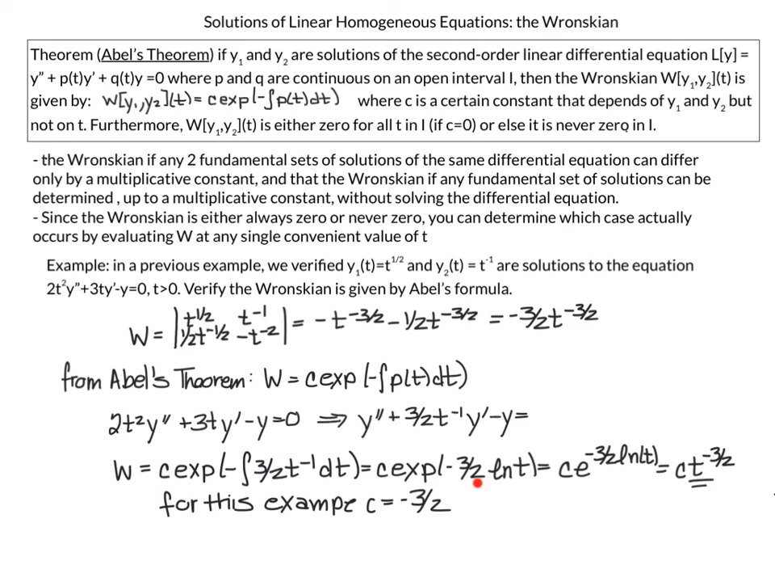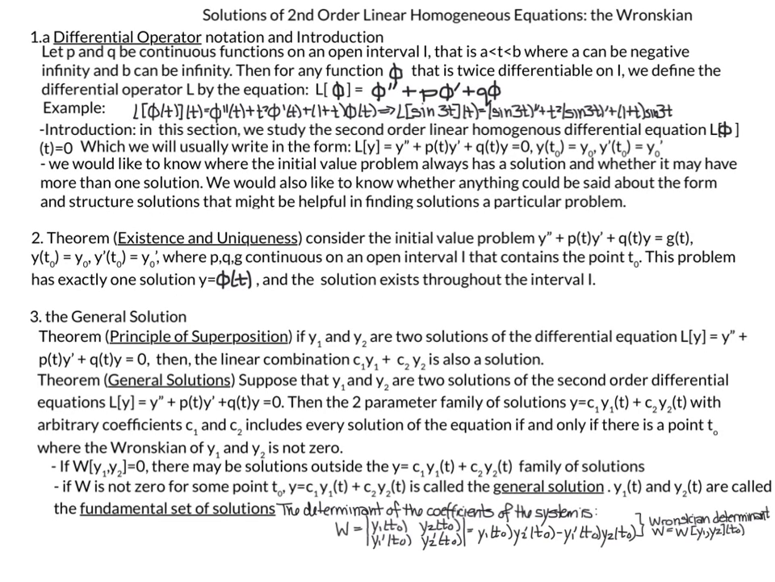This here is equal to 3/2 natural log of t. So what I have is c e raised to the minus 3/2 natural log of t, which is equal to c, this becomes the exponent t to the minus 3/2, which is exactly what I got before. And for this example, our c was equal to minus 3/2. We're ready to review what we looked at.